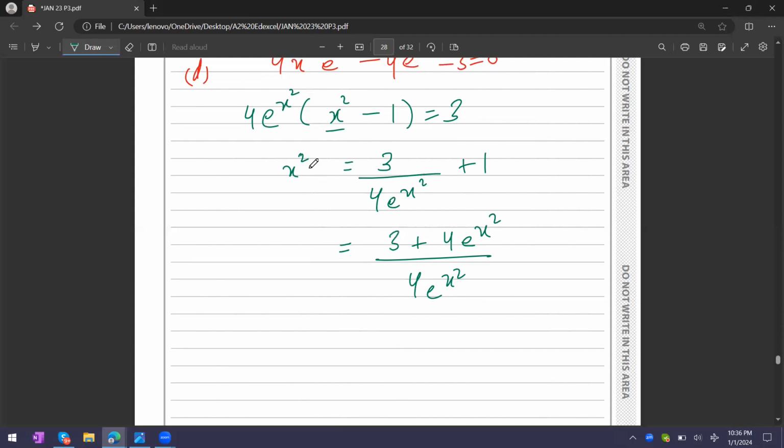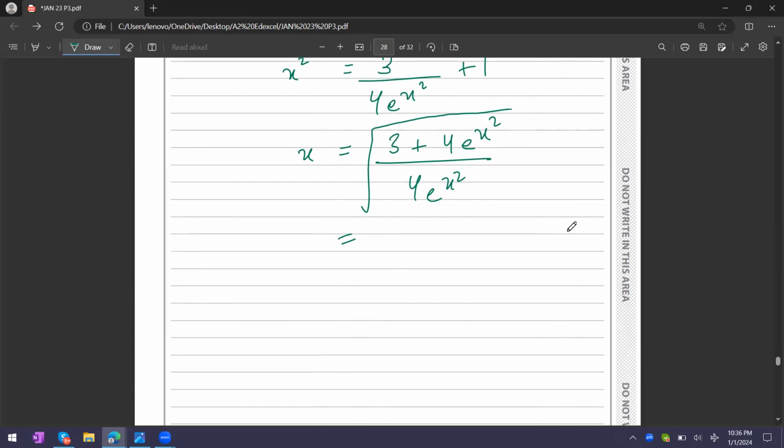Okay. Now there is an x square here, so if you want x, you can take the square root. Still, it's not the final form actually. So how about we take this 1 by 4 out? That will become 1 by 2, since the square root of 1 by 4 is 1 by 2. So what do we have left? 3 plus 4 e raised to power x square over e raised to power x square.